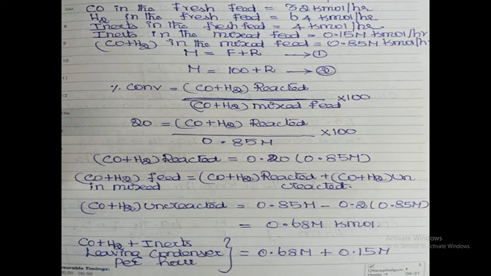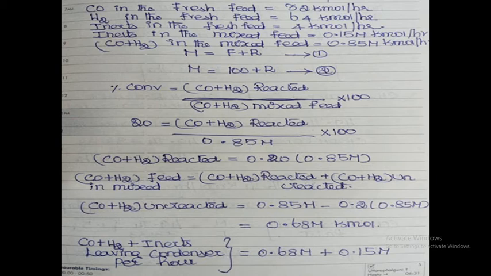Okay. So we want to use the material balance. CO plus H2 fed in the mixed feed is equal to CO plus H2 reacted plus CO plus H2 unreacted. Here CO plus H2 fed in the mixed feed is known and CO plus H2 reacted is known. So substitute these values and find out CO plus H2 unreacted. Here finally we get 0.68 capital M kilomole. Are you clear or not? Okay.